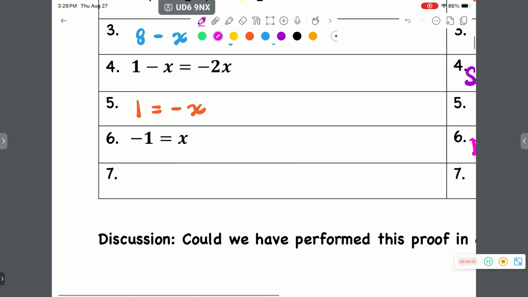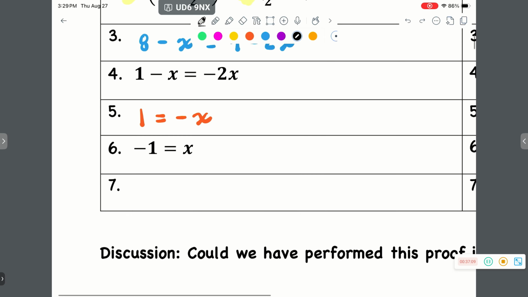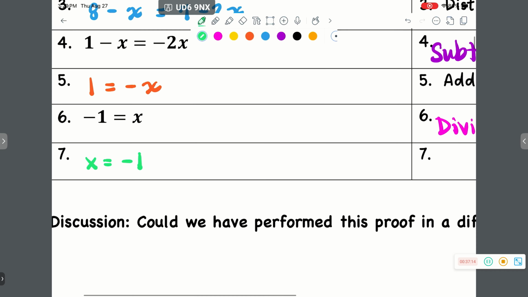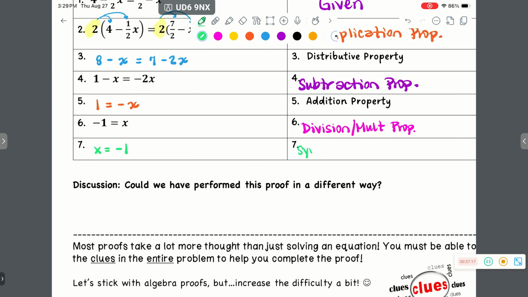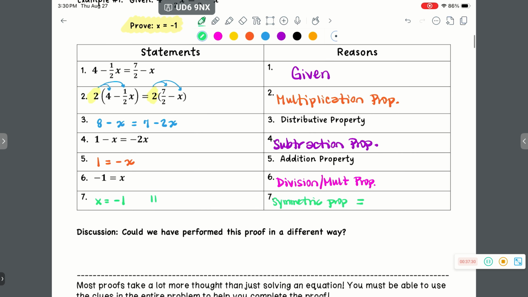Now, why aren't we done? That's right. You're not done until your final line says exactly what the proof statement says. And the proof statement has the x on the left, but we didn't end up that way. So we're going to flip it around. And you're right, that is the symmetric property of equality. I need that because there's also a symmetric property of congruence. And yay, I like to put little smiley faces at the end, a little pat on the back for getting to the proof.